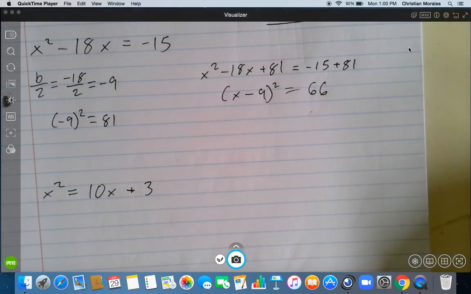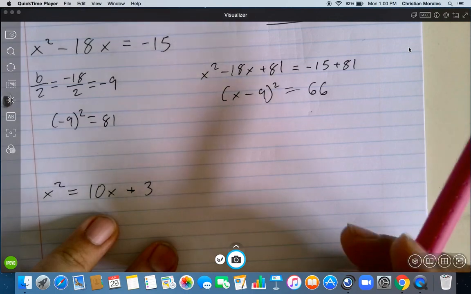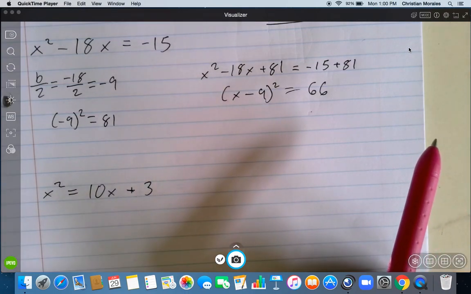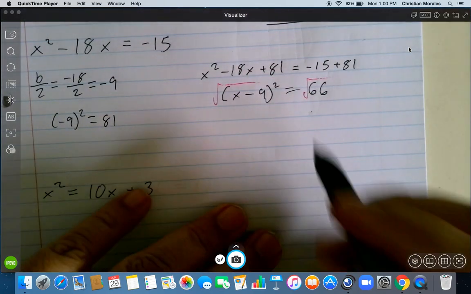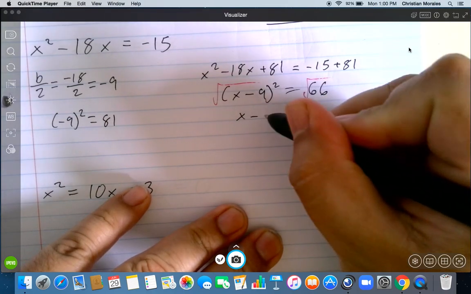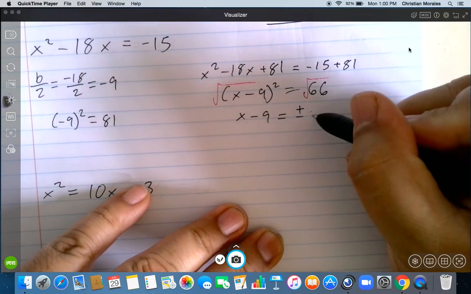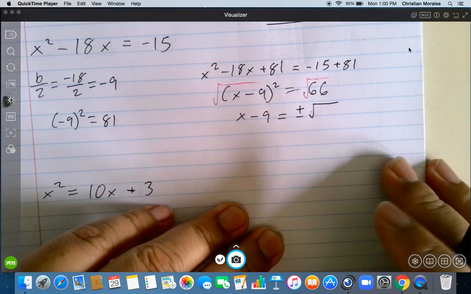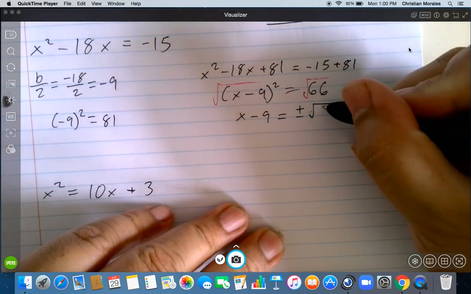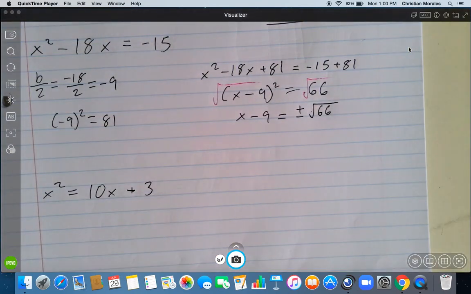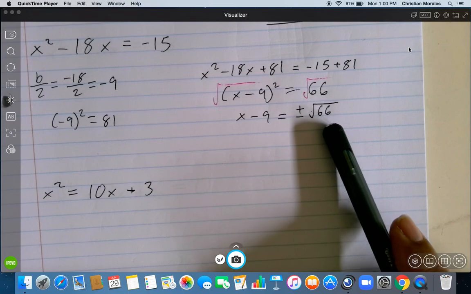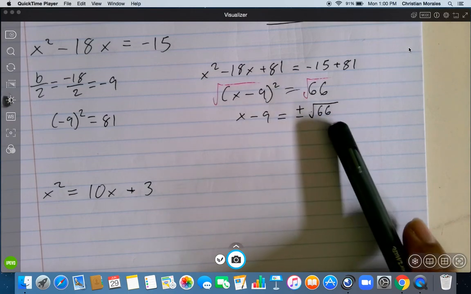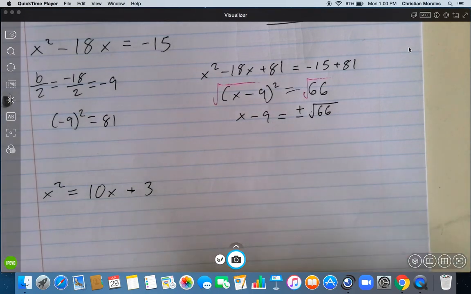Now we're going to solve this. We're going to take the square root of both sides. I get x minus 9 equals plus or minus the square root of 66. Now I need to try to factor this. 2 times 33, yeah, that's not going to work. 4, nope, that's not going to work. 6 times 11, no, none of those numbers have square roots, so I'm going to leave it like this. I'm going to leave it as plus or minus the square root of 66.